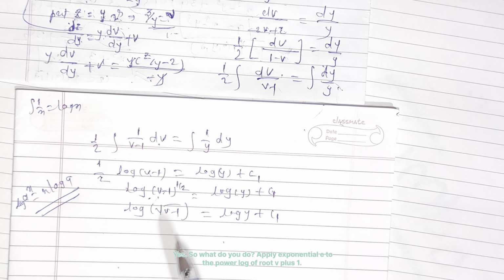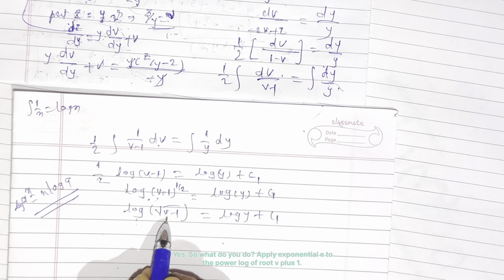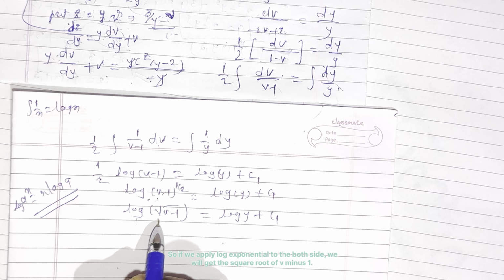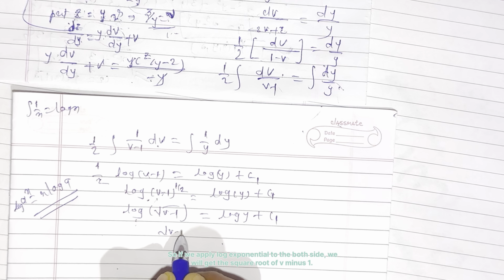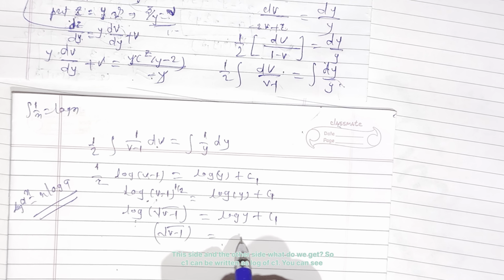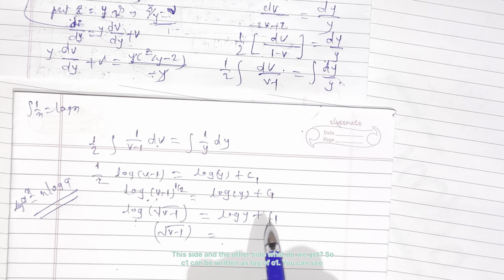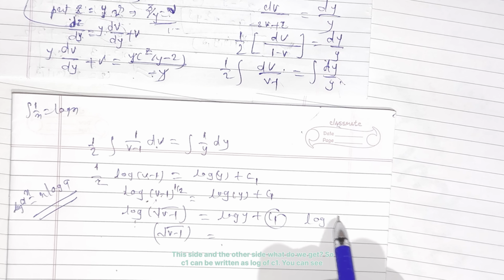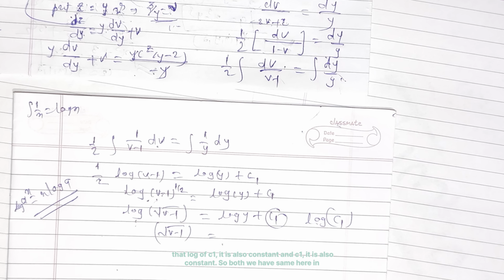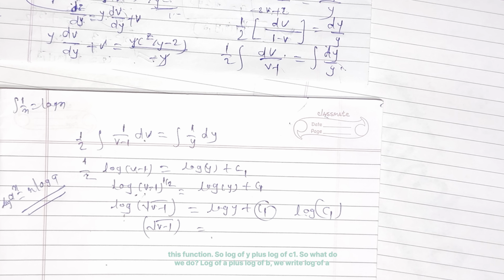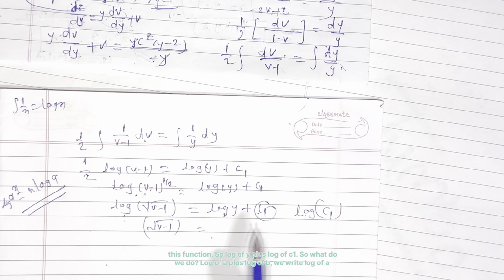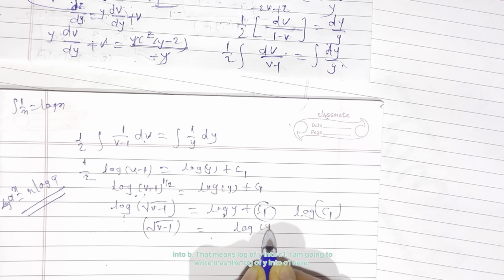Okay, yes. So what you do, apply exponential e to the power log of root v minus 1. If we apply the exponential to both sides, we will get the square root of v minus 1 on this side. And on the other side, c1 can be written as log of c1. You can see that log of c1 is also a constant, and c1 is also a constant, so both behave the same here in this function. So log of y plus log of c1. Log of a plus log of b, we write as log of a into b, that means log of y into c1.